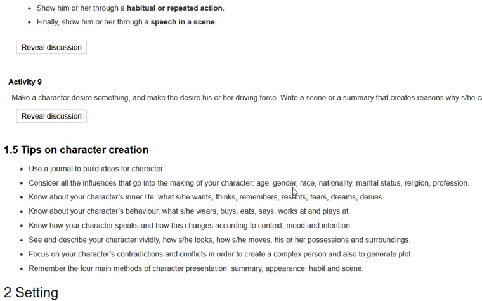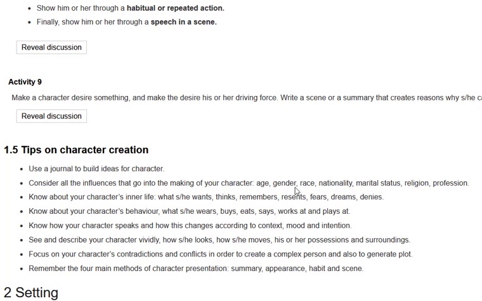Gender: is your character going to be female or male? Race: is he going to be African American, European American, Asian American? What race? Nationality: French, Spanish, Chinese. Marital status: is he going to be single, married, divorced? Religion: Buddhist, Christian. Profession: lawyer, doctor.